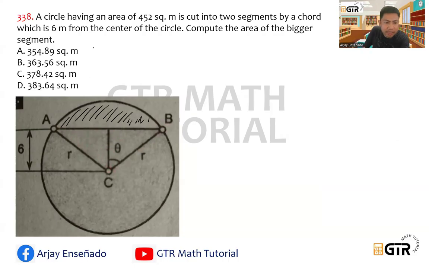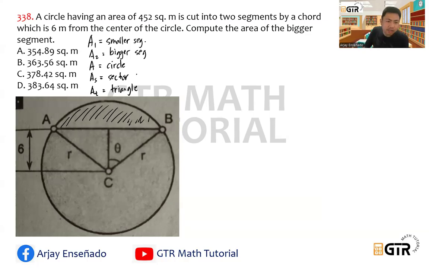Okay? So let A sub 1 be the area of the smaller segment. A sub 2, the area of the bigger segment. So this is what we want to find, the area of the bigger segment. Let A be the area of the circle. And then we have A sub S be the area of the sector. And then last, A sub T be the area of the triangle ABC.